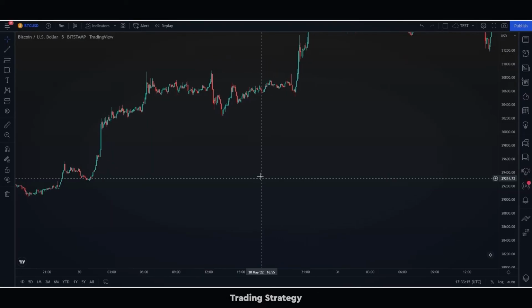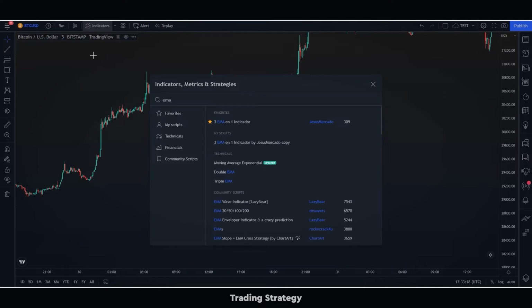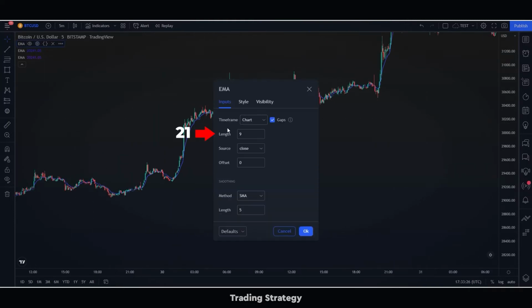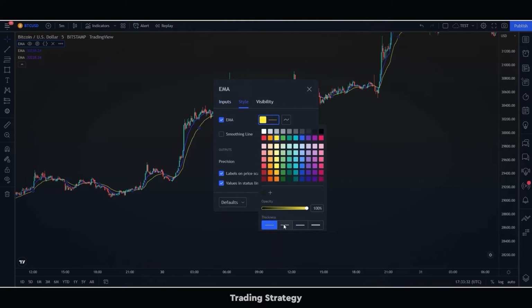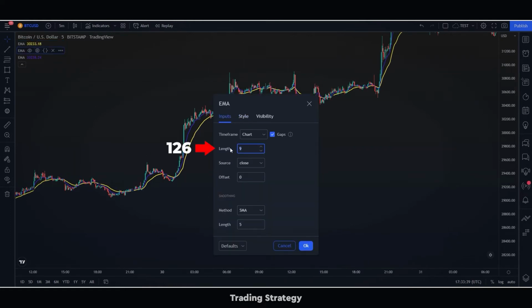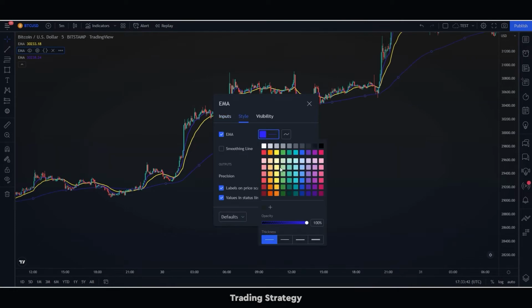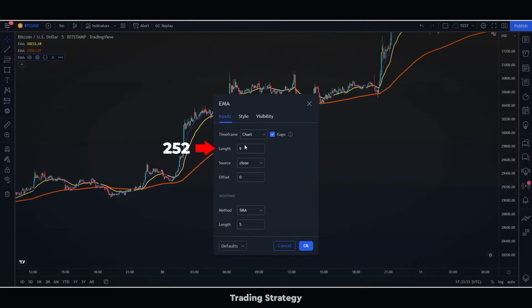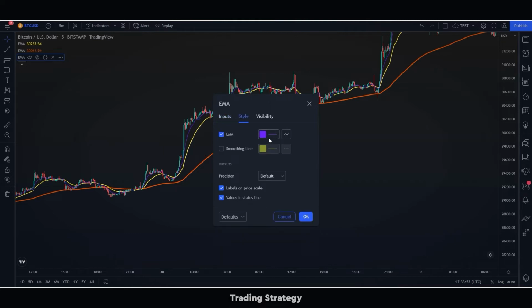The first thing we will have to do is select 3 exponential moving averages. The first EMA, we will put 21 periods. We will change the color to yellow, and we will slightly increase the thickness. The second EMA, we will put it at 126 periods. We will change its color to orange, and we will increase its thickness to 3. Finally, the third EMA, we will make it 252 periods. We will change the color to white, and we will increase the thickness to the maximum.